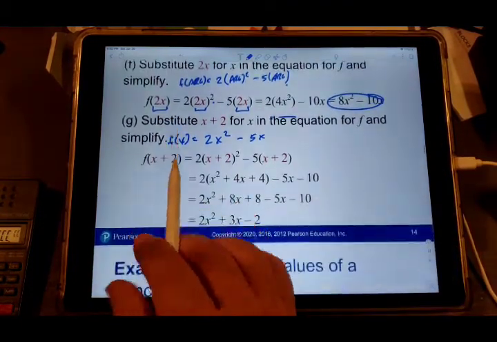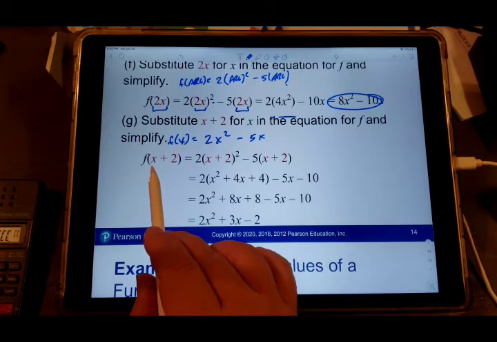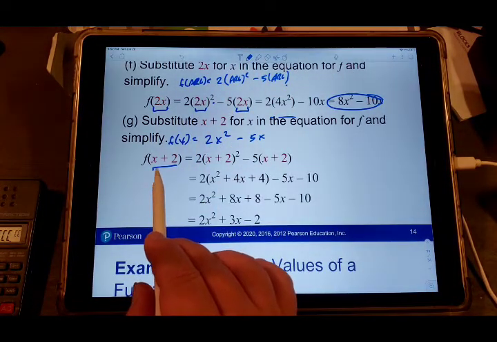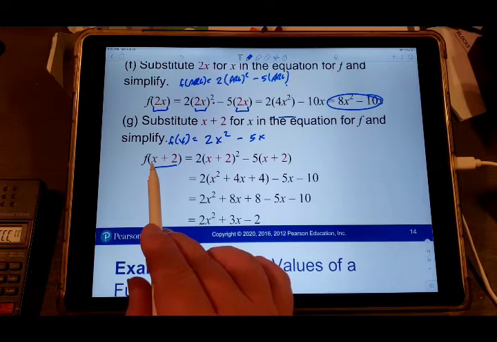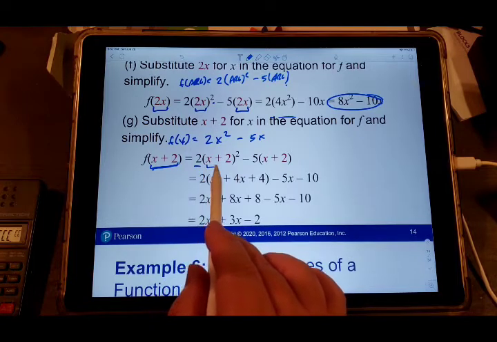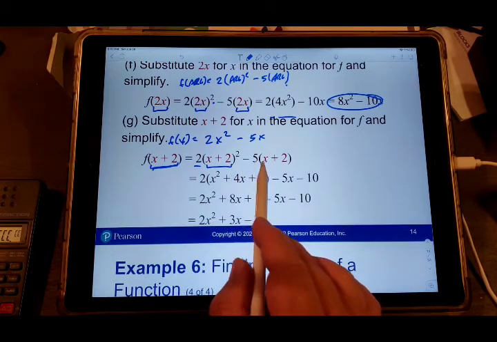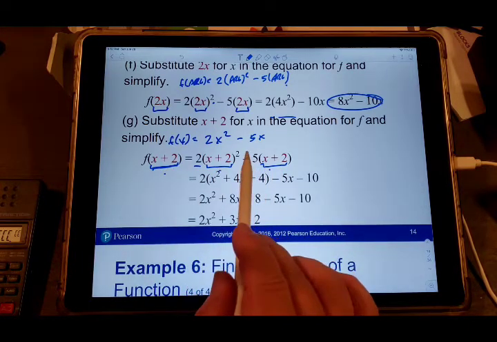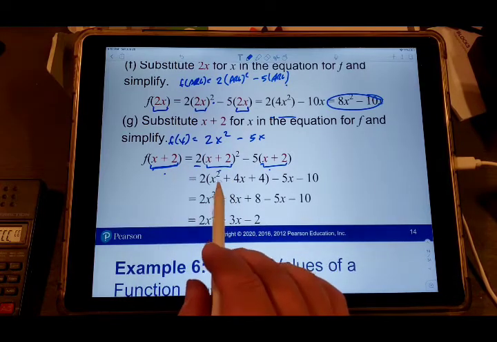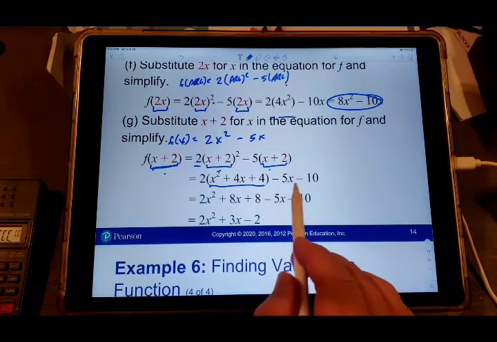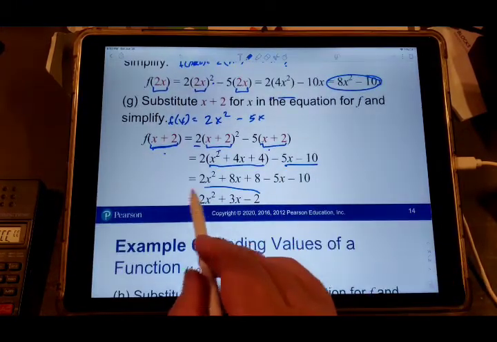Now, this is where students start having trouble. You could have had trouble earlier with some of the algebra steps, but this is where students sometimes have trouble with the whole idea. If I say f of x plus 2, x plus 2 is the argument, so that's the whole thing. So it's going to be 2 times x plus 2 squared minus 5 times x plus 2. Whatever the argument is, that's what I have to do this to. So make sure you square it properly, distribute, and we do get an answer.